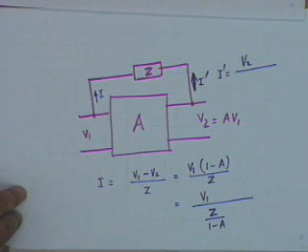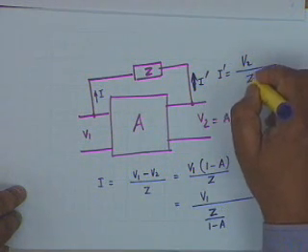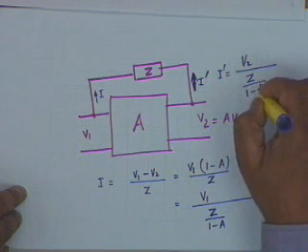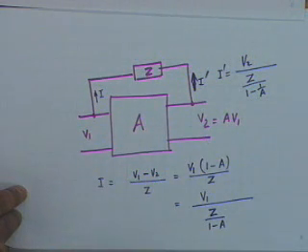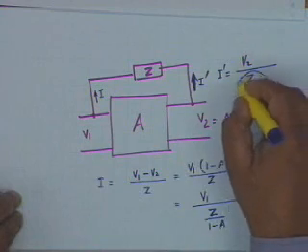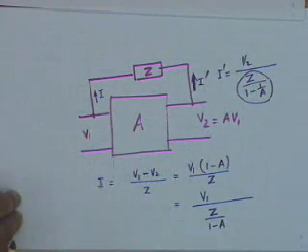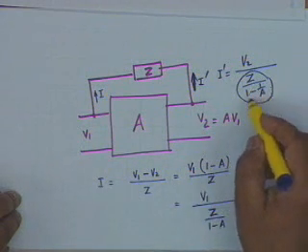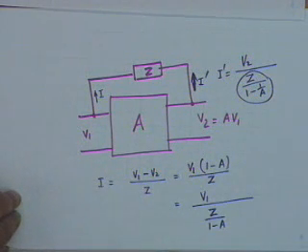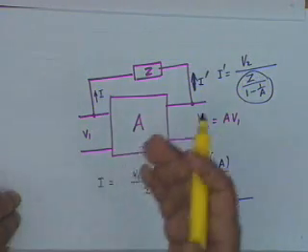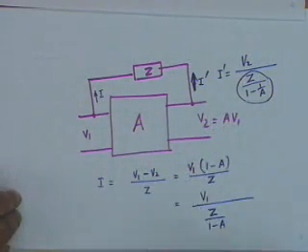V2 divided by what? Z divided by 1 minus 1 by A. Isn't that right? Therefore, at the output, the bridging impedance acts as if the impedance is divided by a quantity 1 minus 1 by A. Yes, that is perfectly alright.